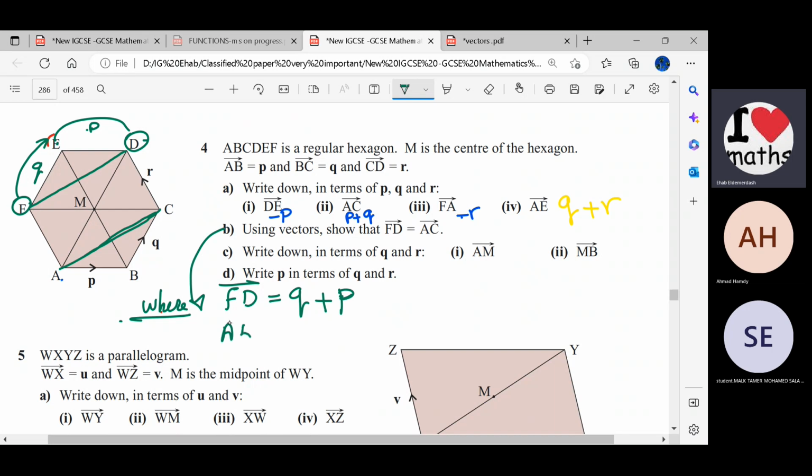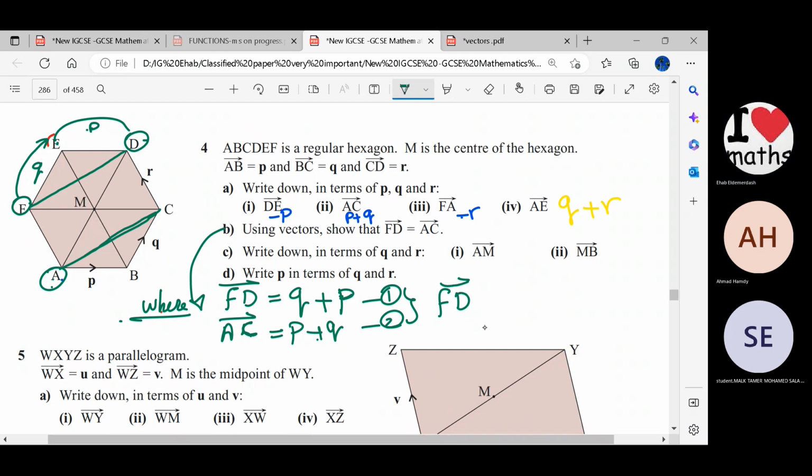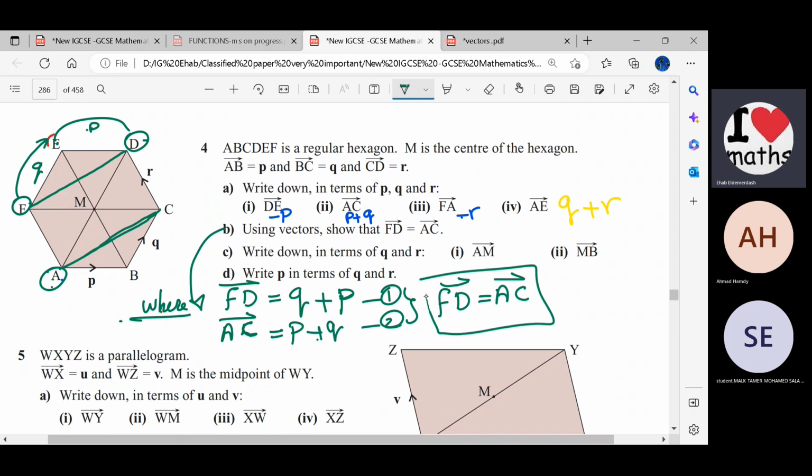Who can tell me about AC, guys? Come on. I need to go from A to C. It's what? Same story, from A to C it will be P plus Q. So what can I say? Both are equal. If they are equal, then I can say that the vector FD is parallel and equal to the vector AC. So I can say that the two vectors are equal. Are we clear on that? So here they are parallel, and at the same time they are equal in length. Are we clear on that, guys?